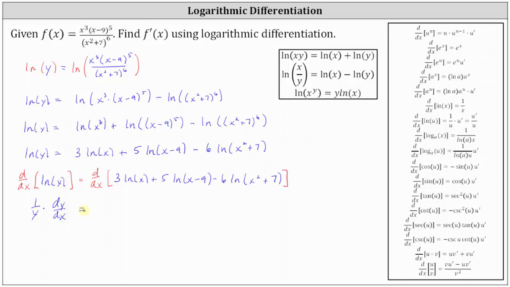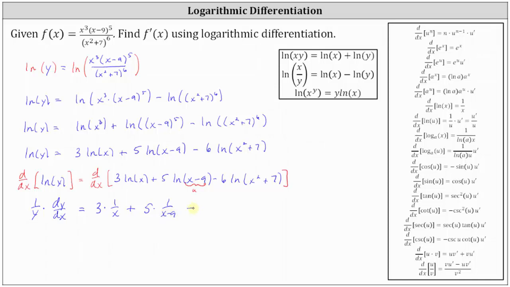And then on the right, the derivative of 3 natural log x with respect to x is 3 times the derivative of natural log x, which is 1 divided by x, plus the derivative of 5 times natural log of the quantity x minus 9. If we're not sure if we need to apply the chain rule, we're never wrong to apply it. Notice in this case, the inner function u is x minus 9, and since u prime is equal to 1, the chain rule is not required. The derivative is equal to 5 times 1 divided by the quantity x minus 9.